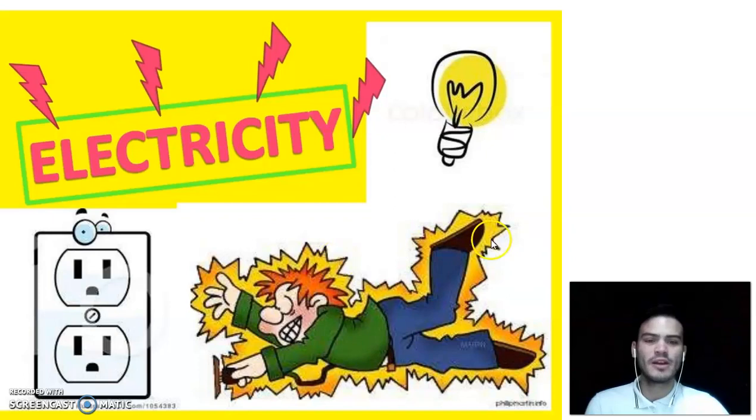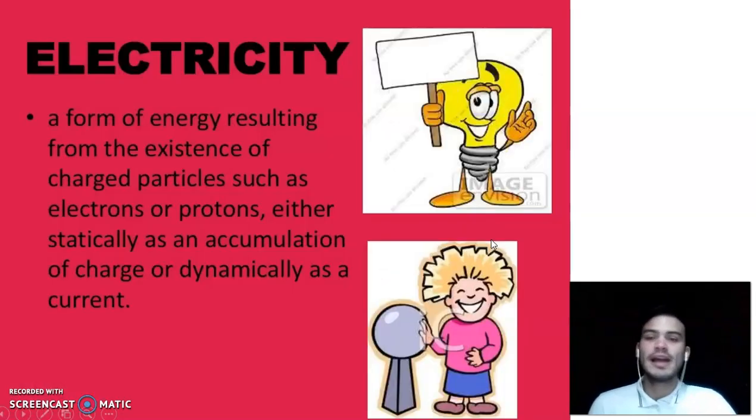Electricity. What is electricity? Electricity is a form of energy resulting from the existence of charged particles such as electrons and protons, either statically as an accumulation of charge and dynamically as a current.